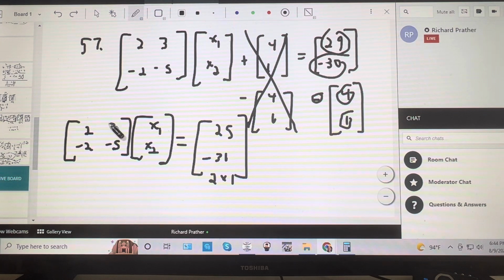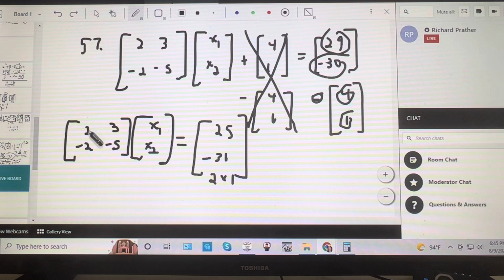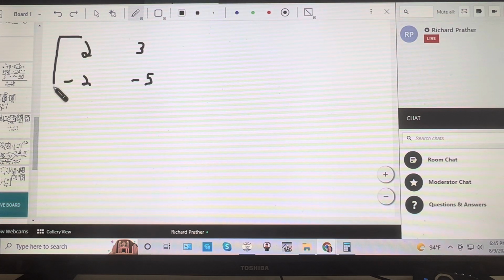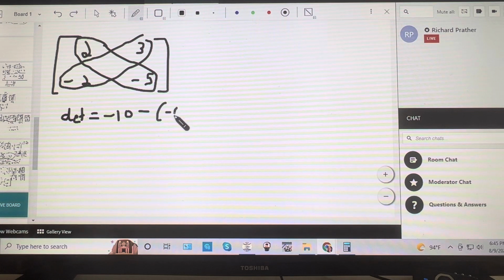If I found the inverse of this, what's the inverse of 2, 3, negative 2, negative 5? This 2 by 2 right here. The inverse of that, we just learned inverses. You would find the determinant first, negative 10 minus a negative 6. So that would be a double negative. That would turn into a plus 6. Negative 10 plus 6 is negative 4.